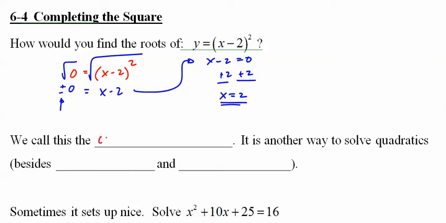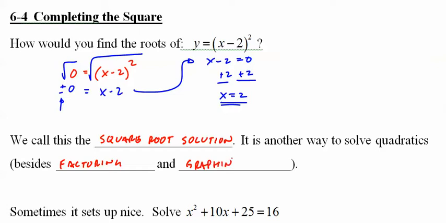This is called completing, actually, the square root. I don't know, solution, something like that. I'm not really a stickler for the perfect words. But you take the square root of both sides. It's another way to solve quadratics. So far we've solved quadratics with factoring and with graphing.